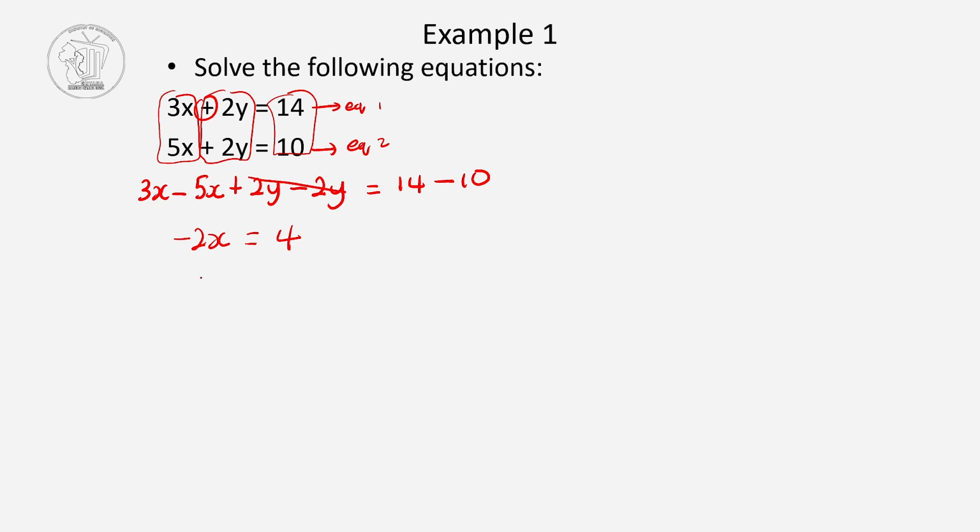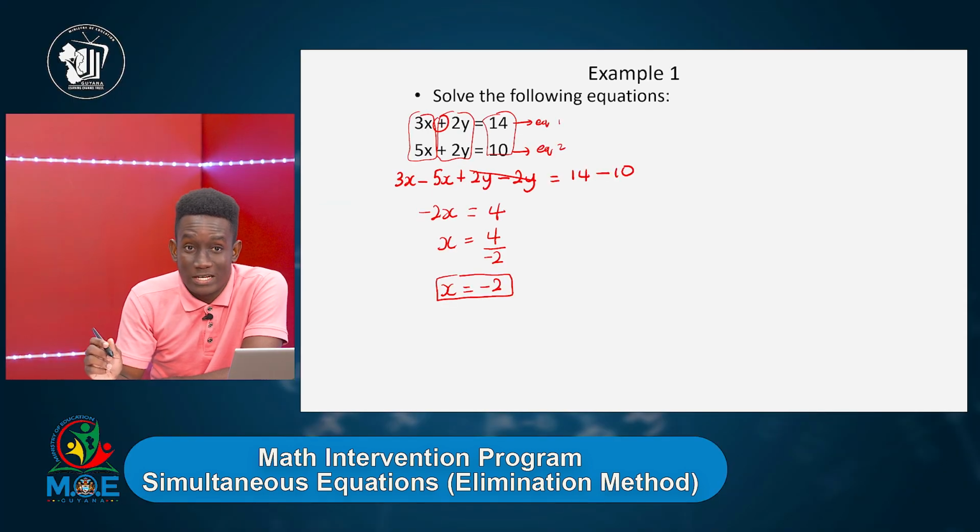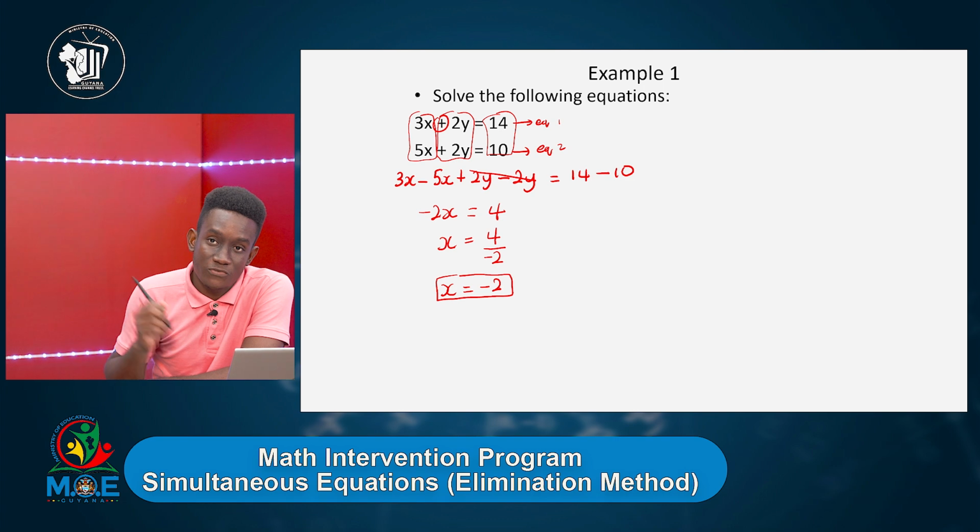Now to solve for x, the negative 2 is multiplying, so we take it over to divide: 4 divided by negative 2. Hence x is equal to 4 divided by negative 2, which is negative 2. So the value of x is equal to negative 2. And of course we know that is not the final answer. That is just the value for x.